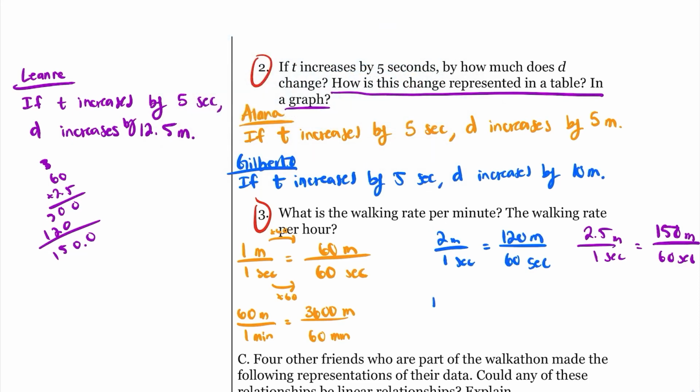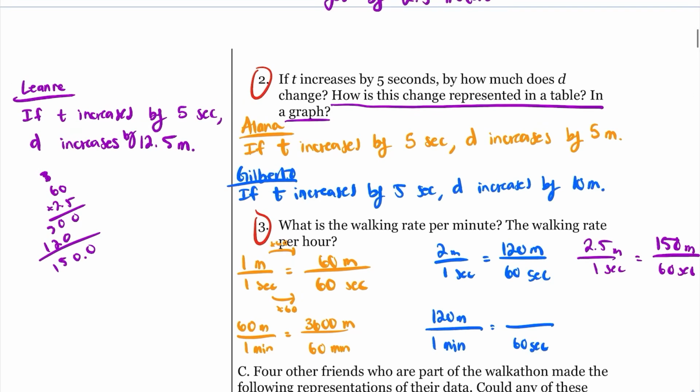Okay, and then we know that Gilberto walks 120 meters in 1 minute. So if we multiply that by 60, we'll get how many meters per hour. So let's do 120 times 60. So it looks like 7,200. 7,200 meters per hour.